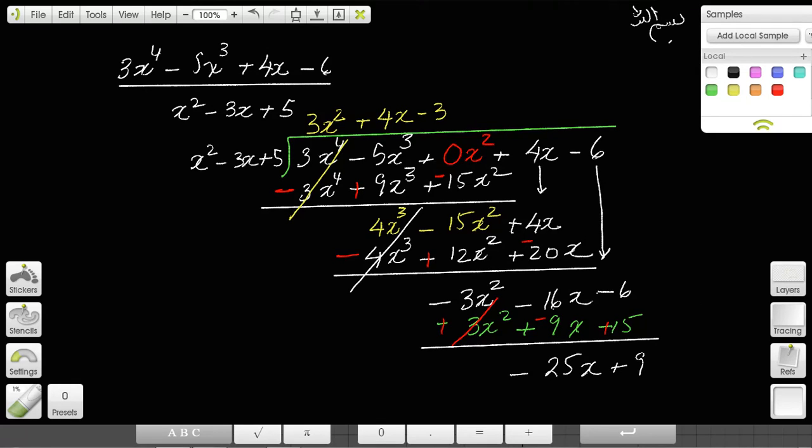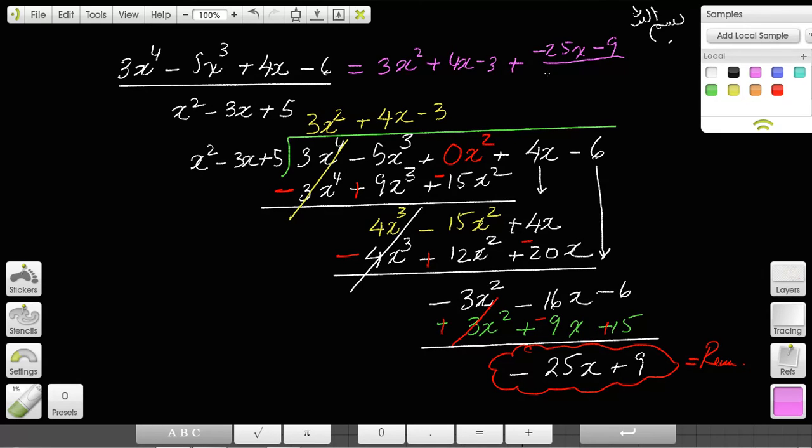Now this is the remainder, because you can't multiply this to get this, so that's the remainder. So when you divide this by this, the answer is going to be 3x squared plus 4x minus 3, plus the remainder, which is negative 25x plus 9, divided by what the divisor was, x squared minus 3x plus 5. So this is the answer to this long division problem.